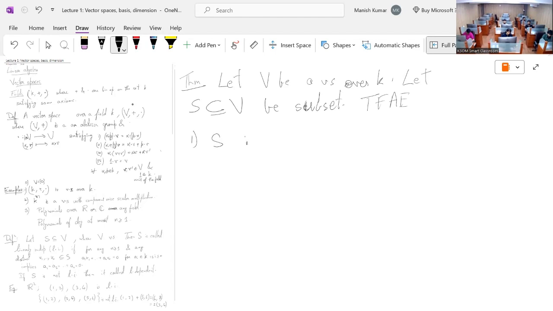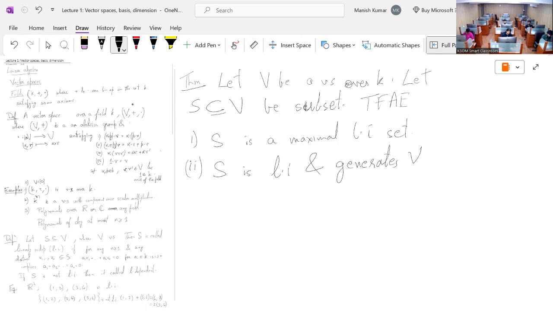One, S is a maximal linearly independent set. Which means that if you add any more element to S from V, then it becomes linearly dependent. That is what this statement means. So there is no bigger set S prime strictly containing S such that it is linearly independent. Second, S is linearly independent and generates V.